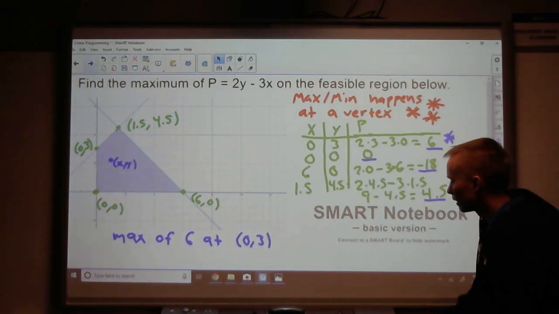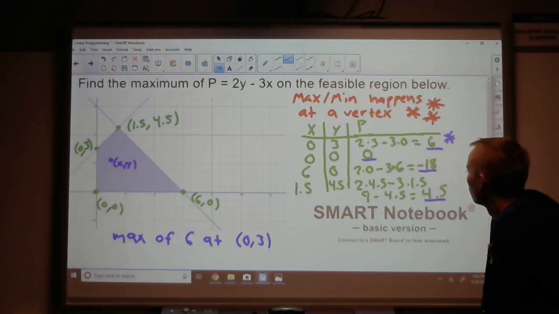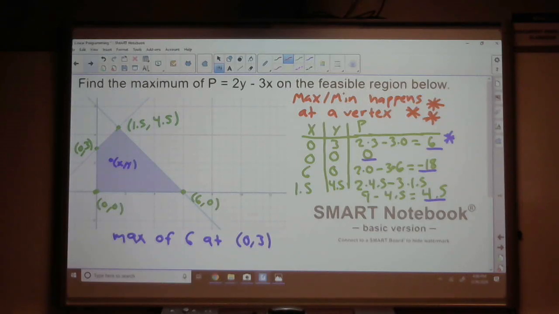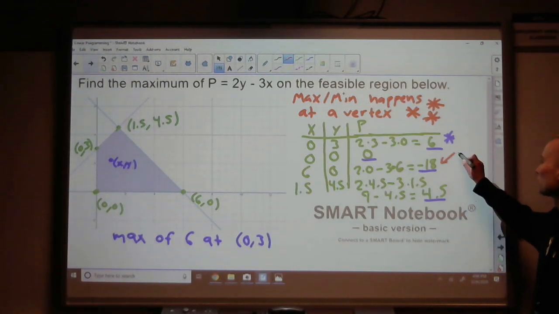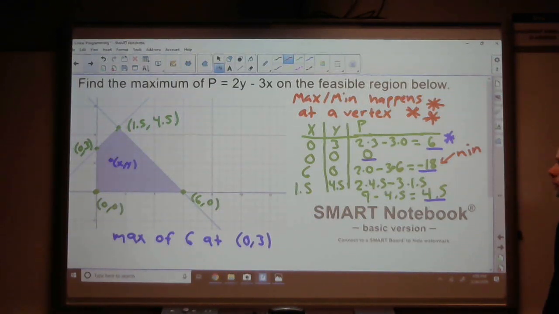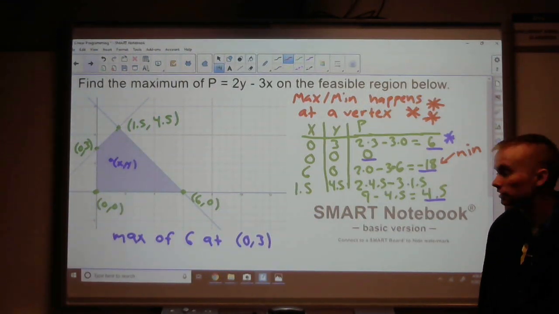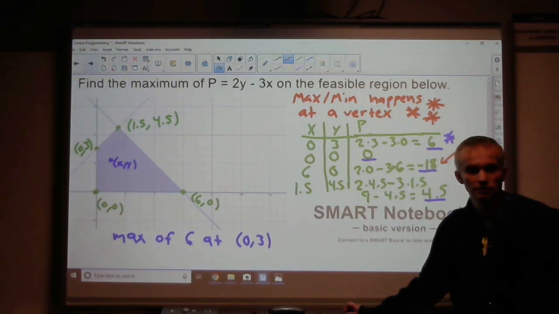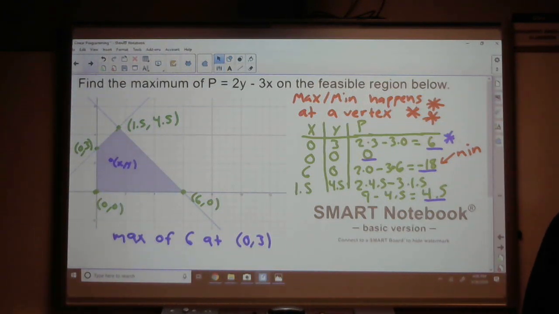Now, if I was looking for the minimum, where would the minimum be? It would be the smallest, right? So this guy right here, this would be the minimum, right? Negative 18 is the smallest out of all of these, okay? So hopefully that makes sense.